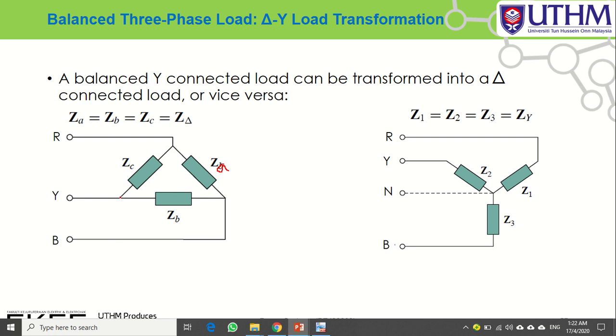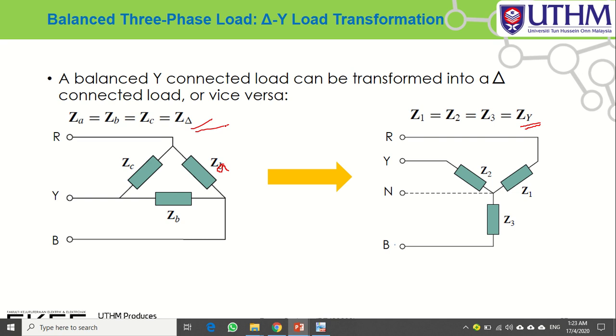We can transform from delta to Y or Y to delta. Do you still remember how to transform? I think you already studied the Y and delta transformation, especially for the load, in electric circuit analysis, if I'm not mistaken. For the Y connected load you have Z1, Z2 and Z3, or we call it ZY, and for the delta connected load we call it Z delta. So how do we transform? Let's say first we transform from the delta connected load to the Y connected load. This transformation is useful for three-phase circuit analysis, and we will discuss it in detail in the next example. First of all, you have to understand the concept and the equation.